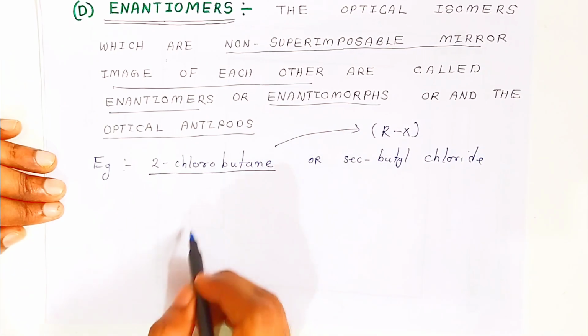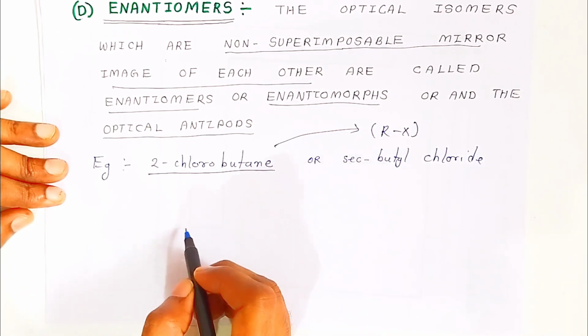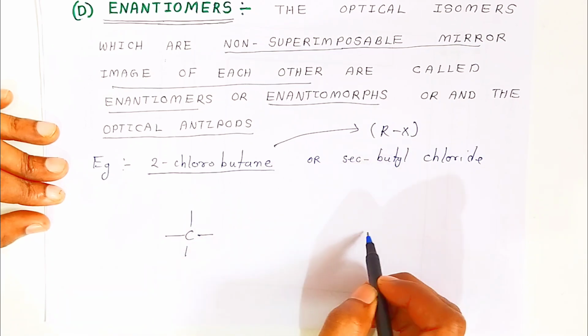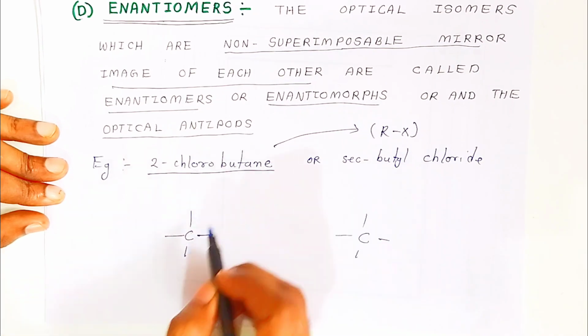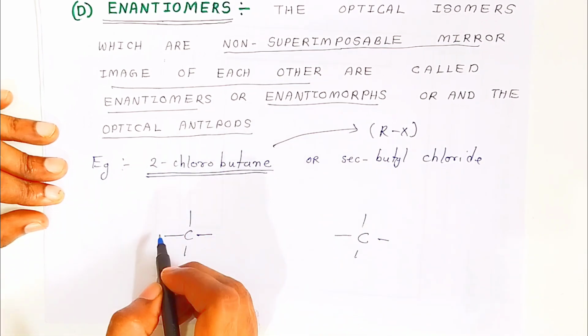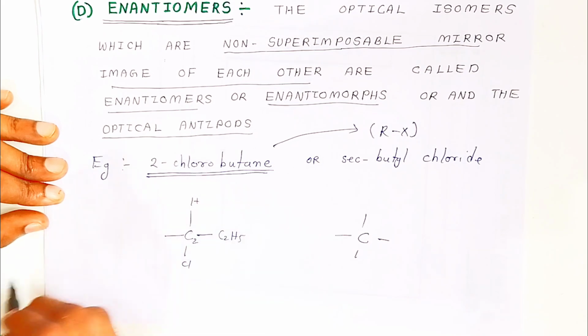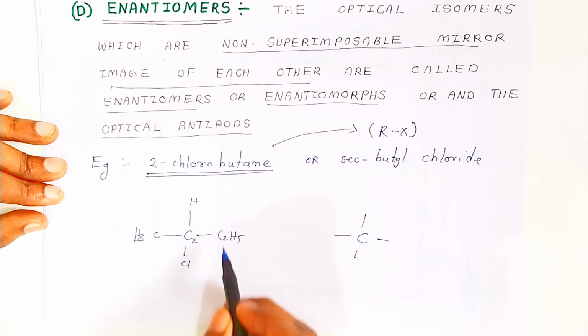Now, students, I have already explained the structure. This is the carbon having 4 valency, and here also carbon having 4 valency. Now the structure of 2-chlorobutane: here will be hydrogen, here this is carbon number 2, here C2H5, and this is methyl. This is the structure of 2-chlorobutane.